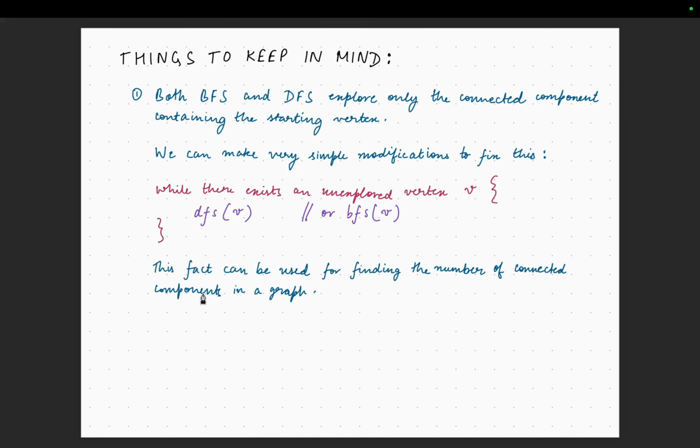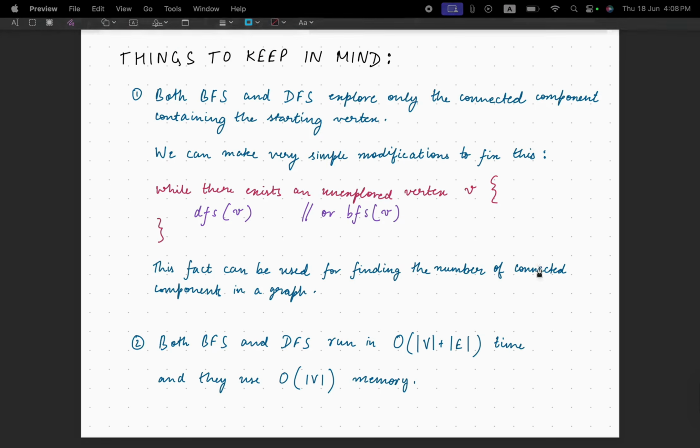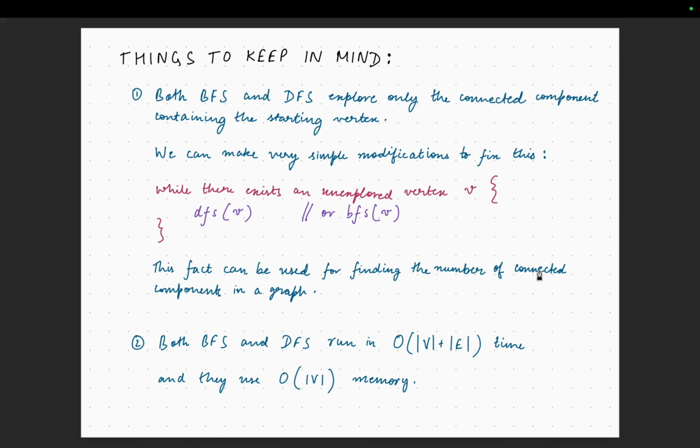Another nice thing about this is that since each run of the DFS only captures one connected component, you can use this to count how many connected components there are. So inside this for loop over all vertices, whenever you run DFS, you increment your counter by 1. And that would give you the number of connected components in total in your graph. Alright, that is pretty cool.